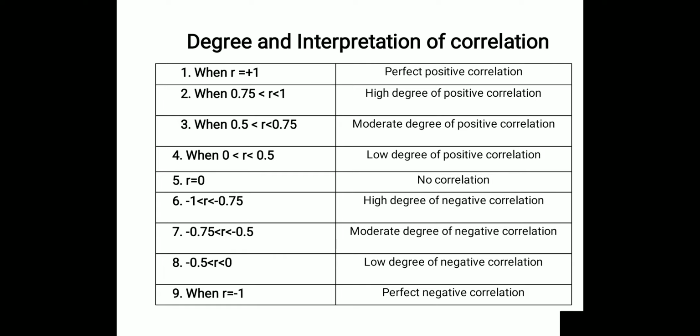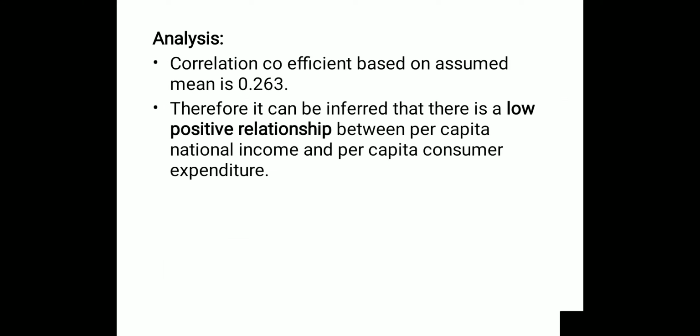Now coming to the interpretation part, the value of r is 0.263, which is between 0 and 0.5, that is, there is a low degree of correlation. So the analysis goes like this: the correlation coefficient based on assumed mean is 0.263, therefore we can infer that there is a low positive relationship between per capita national income and per capita consumer expenditure.